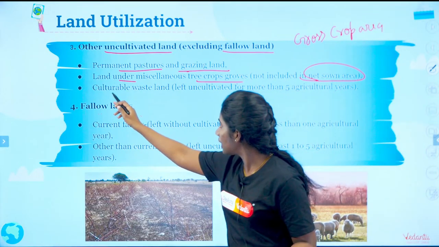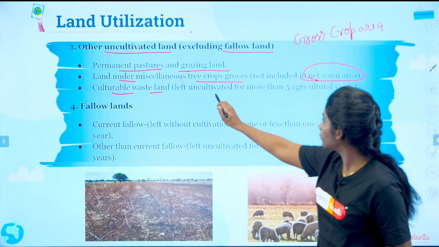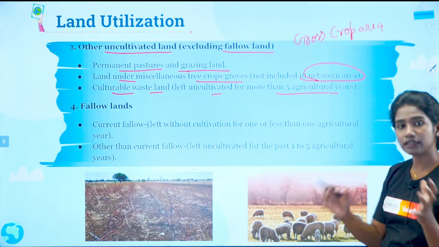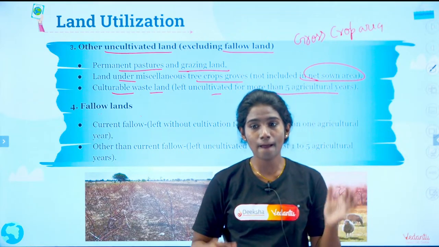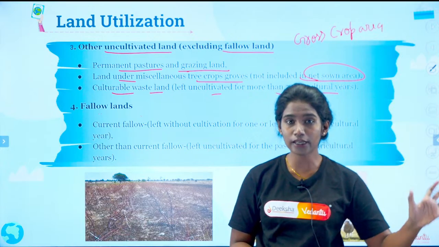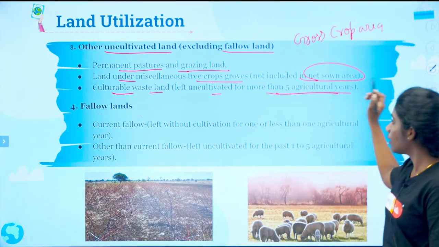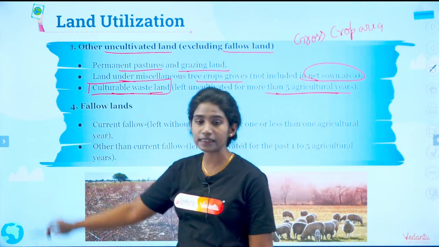And along with that, culturable waste land, that is a land which is not cultivated for more than 5 years. For more than 5 years, it is just left as it is. Initially maybe there was cultivation going on, but then all of a sudden that land was left unused, uncultivated for more than 5 years, that land is considered as culturable waste land.